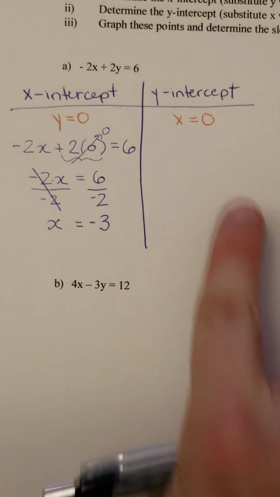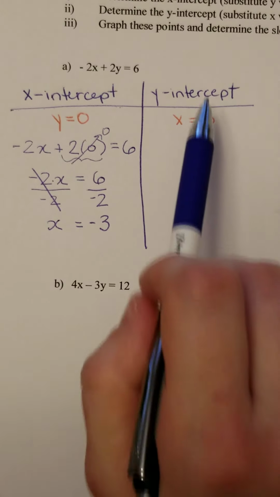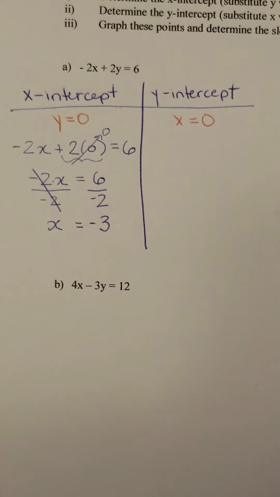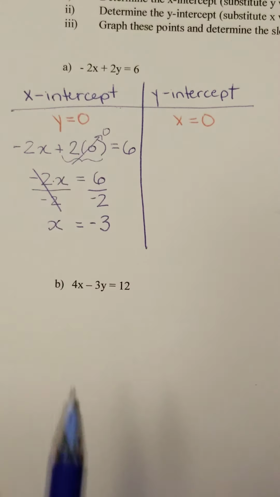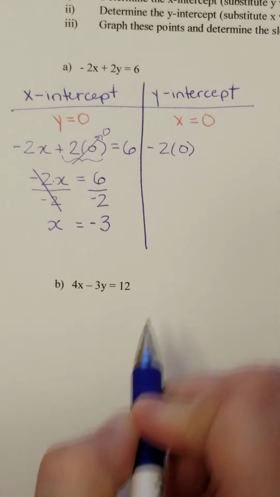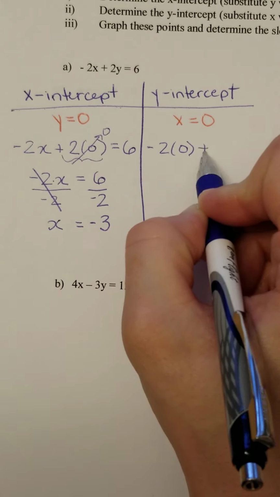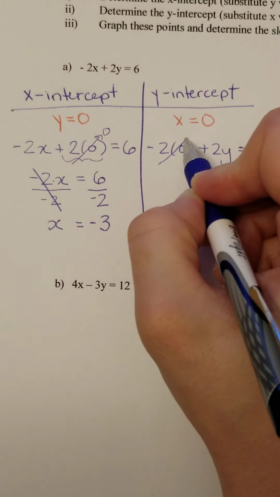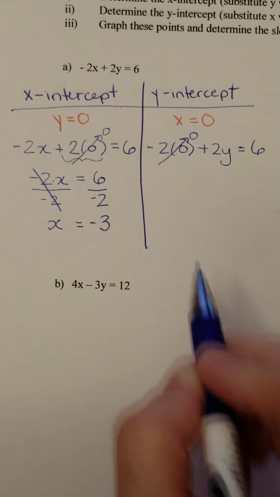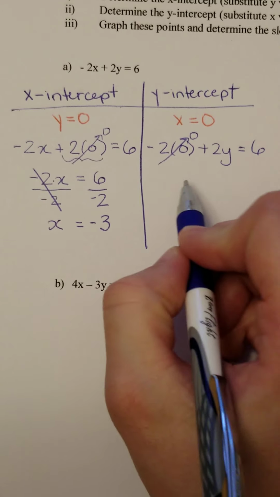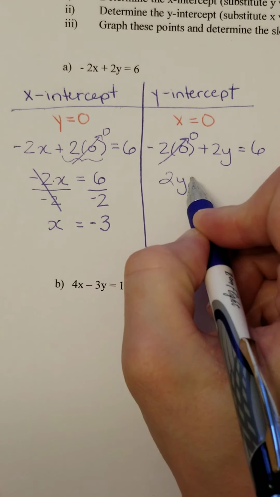I'll draw that in a second. We'll do the y-intercept next. For the y-intercept, where it crosses the y-axis, at that point, I know x is 0. So I do the exact same thing here, but I replace x with 0. So it looks like this. Negative 2 times 0 instead of x, plus 2y equals 6. I know this whole thing is just going to end up being 0 because negative 2 times 0 is 0. So all that's left is this chunk. All I have left is 2y equals 6.